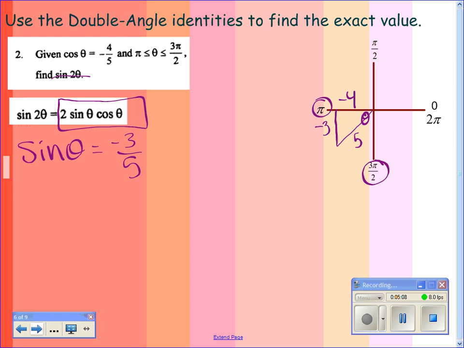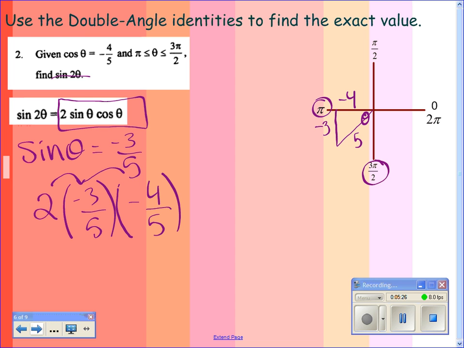Okay, so now we'll just plug into our formula. 2 times -3 over 5, that's the sine, times -4 over 5. Okay, now we're just ready to multiply straight across. 2 times -3 times -4. So we have 2 times -3 is -6, times -4 is positive 24. Negative times a negative is a positive.